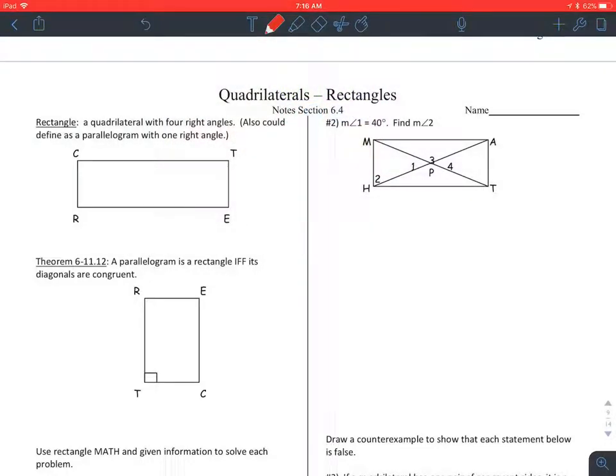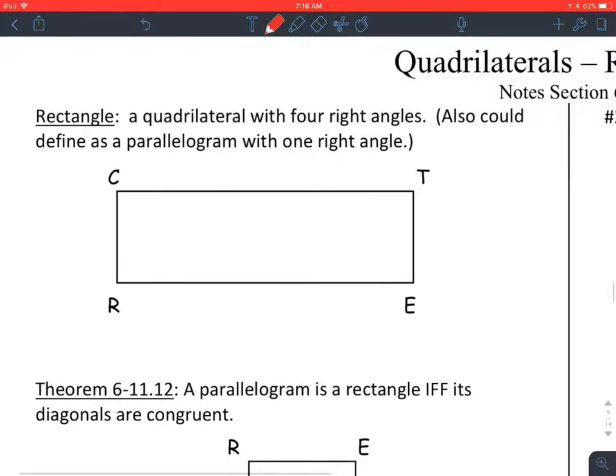Section 6.4 is rectangles. First, we have the definition. A rectangle is a quadrilateral with 4 right angles. The definition could also be a parallelogram with 1 right angle. Because if you have a parallelogram and you have 1 right angle, they're all going to be right angles.